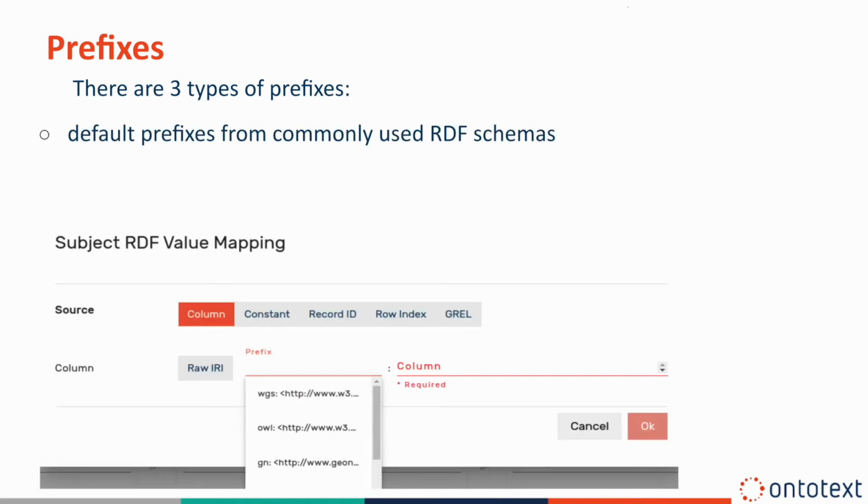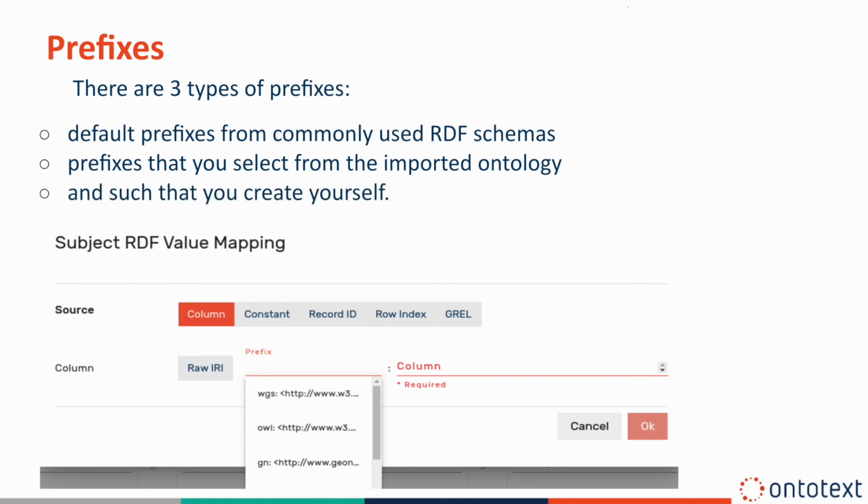GREL is the Google Refine expression language that helps you define complex transformation. The mapping tree contains a set of prefixes that are used in the cell configuration. They are defined in the prefix area and can be of three types: default prefixes from commonly used RDF schemas, such as FOAF, GEO, RDF, RDFS, SKOS, XSD. You can select entities from these schemas without importing them into your repository.